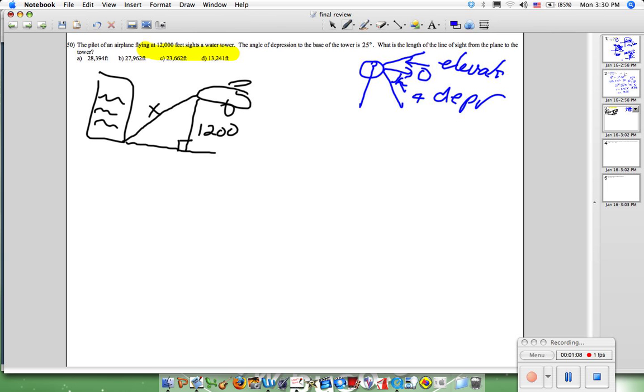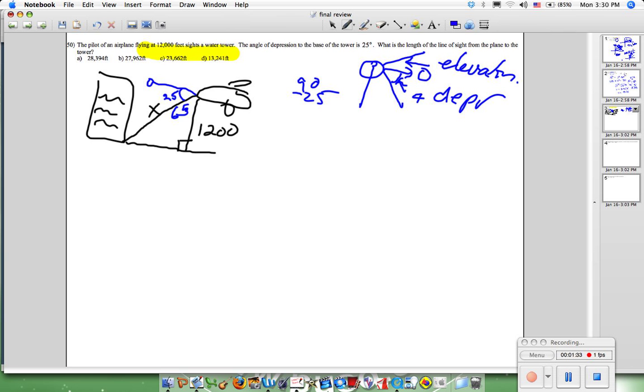Elevation. Okay, so when we say elevation, we look up, and then depression, we look down. So on the airplane, if we look right straight at it, this is 0. And then this little angle right here, that would be the 25 degrees. So if that angle is 25 degrees, how many degrees in here? Well, we'll take 90 degrees because it should be a right angle, like a square, and we'll subtract 25 from it. Okay, so that will be 65 degrees.